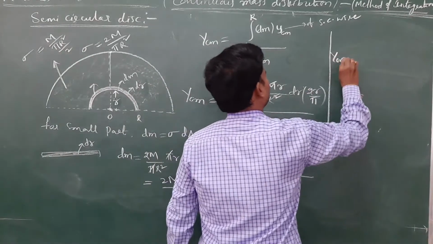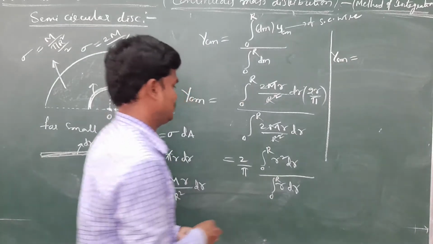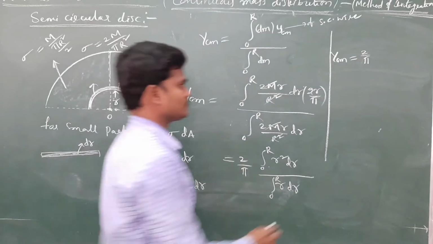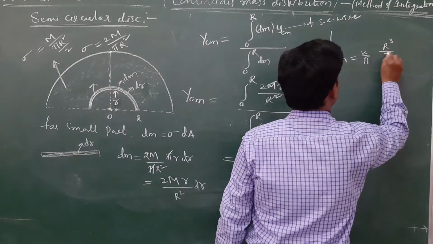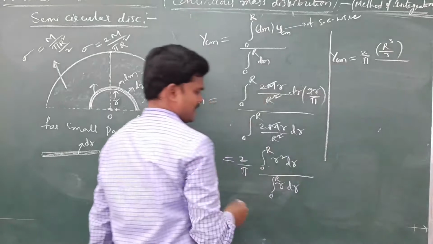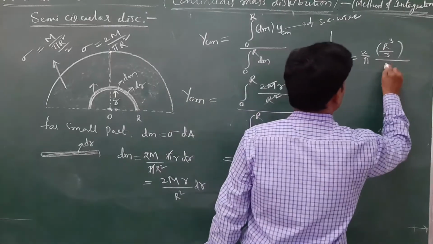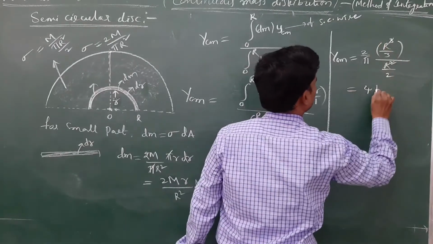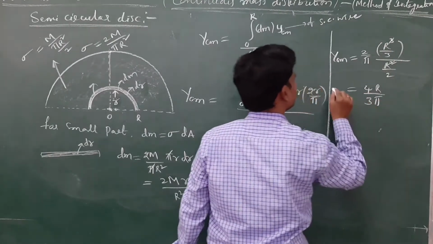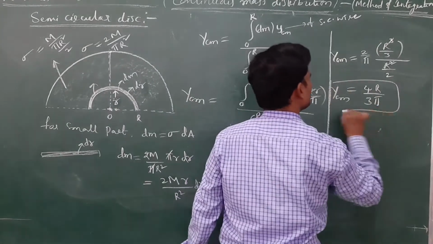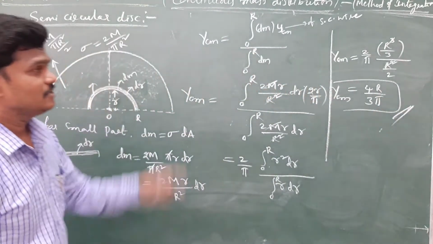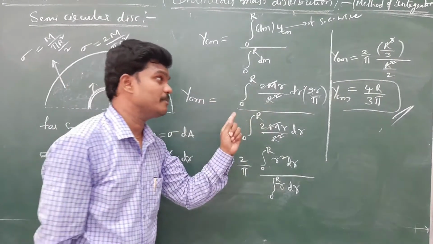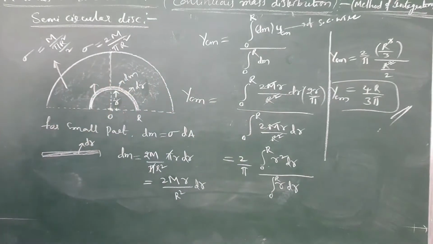So the y coordinate of center of mass is 2 by pi, this is r cube by 3, and this is r square by 2. So you will get 4r by 3 pi. This is the center of mass of the semicircular disc. So 4r by 3 pi, previously 2r by pi, now 4r by 3 pi. Okay, take it.